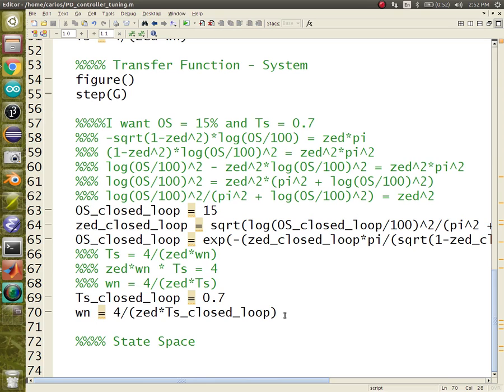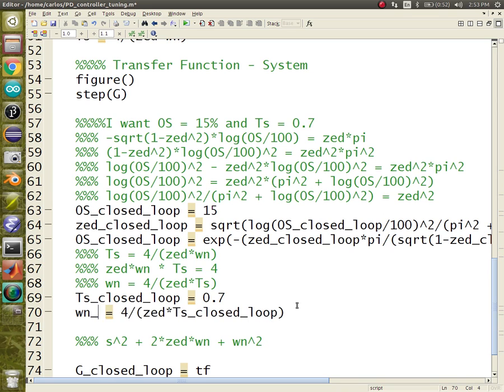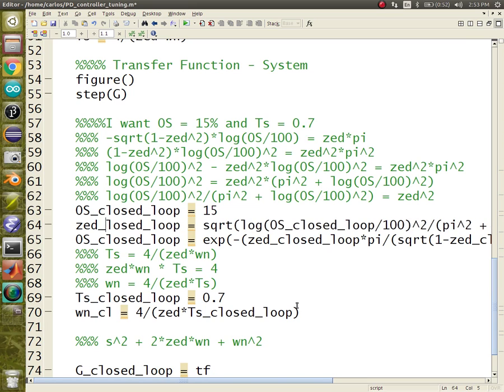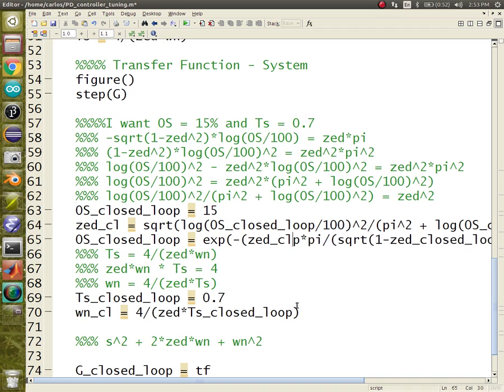Now that I have my natural frequency and my damping ratio, I can make a transfer function from this. The transfer function is s squared plus 2 times z times omega n s plus omega n squared. So I can make G closed loop equal to the transfer function, and this is going to be omega n closed loop. Actually, let me just call this CL, and Z CL. Oh shoot, I'm going to have to do this for all of these. I just don't like typing this much.